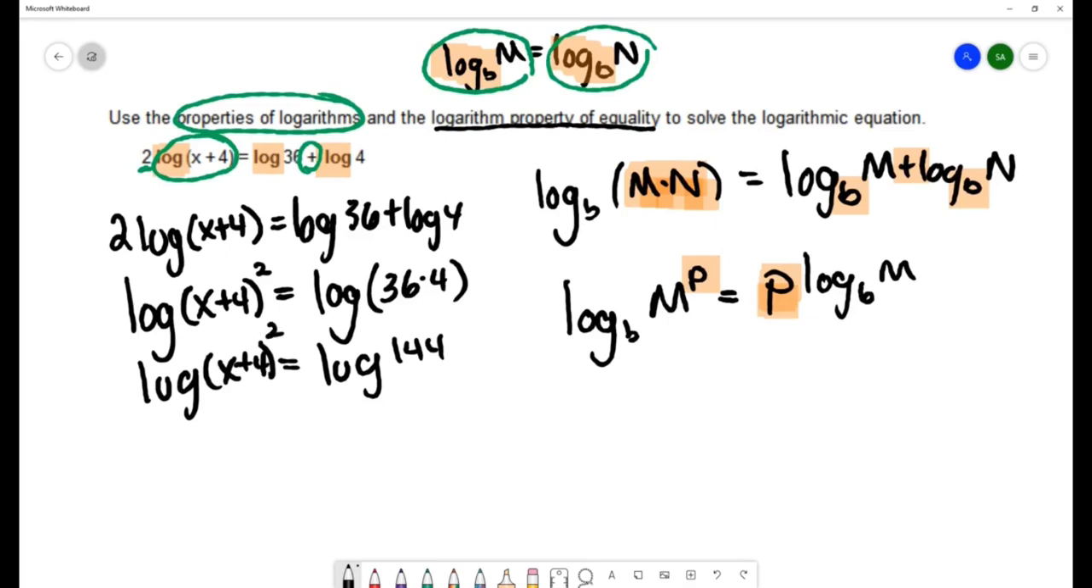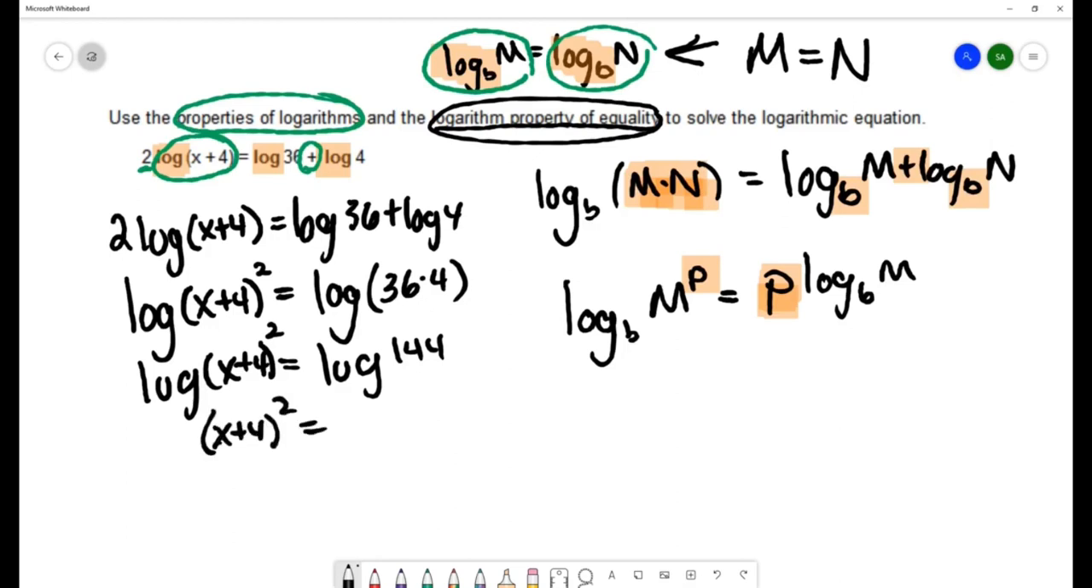So now we have this in the format where we can use the property of equality. The property of equality says when you have log base b on one side and the same log base b on the other side, that what's inside the log on the left must equal what's inside the log on the right. This stems from a property of logarithms called the one-to-one property. So we're going to be able to simplify this equation, eliminating those logs, and write this as x plus 4 squared equals 144. And now that the logs are gone, we'll solve this quadratic equation.